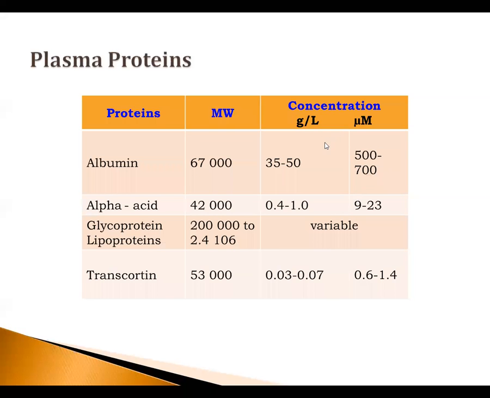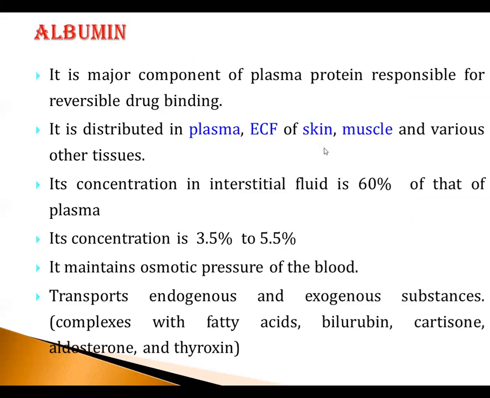Okay, it is a gram per liter. We express the unit as concentration. If it is 100, then it will be 60, but it will be much higher in the plasma. So one of the functions you can add for albumin is that it maintains the osmotic pressure of the blood. Okay, and also it acts as a transporter of endogenous and exogenous substances.